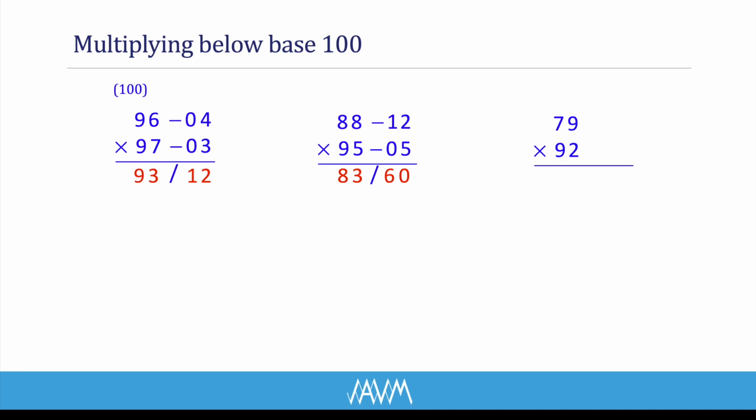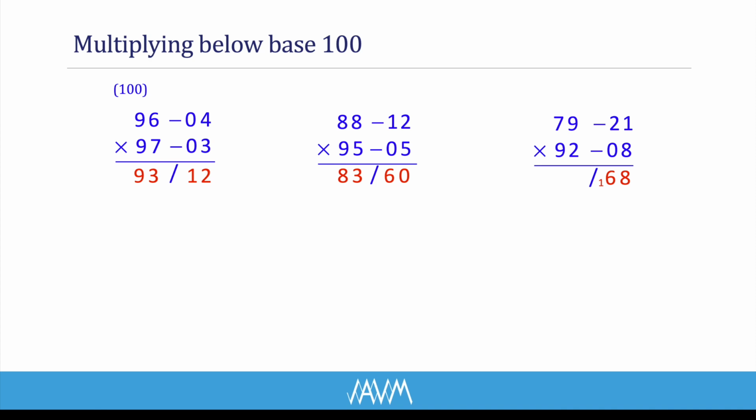Third example, 79 times 92. 7 from 9 is 2 and 9 from 10 is 1. So the deficiency is 21. And then for 92 we have 0, 8. Well, multiplying, 8 times 21 is 168. We can do this single digit by single digit.